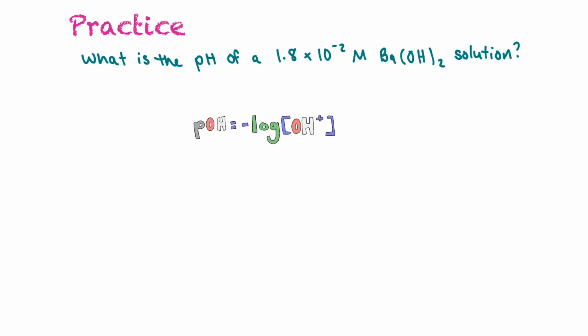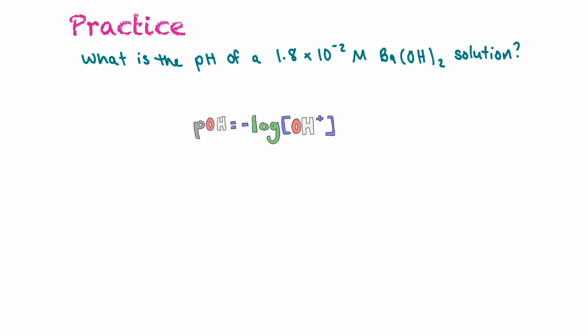Okay, so for this example, we're looking at finding out what the pH of a 1.8 times 10 to the power of negative 2 moles per liter barium hydroxide solution. But there's something you need to note here. In this example, we have 2 hydroxides for every 1 barium. So we need to find out how much hydroxide ions we are going to end up with. So it's a 2-to-1 ratio.